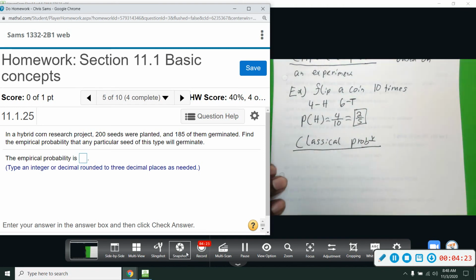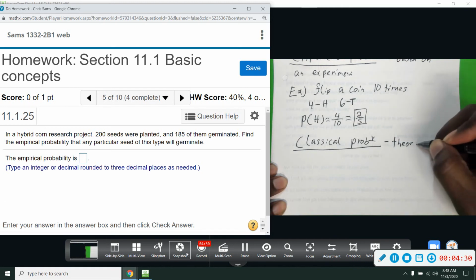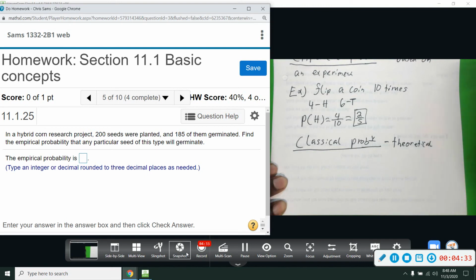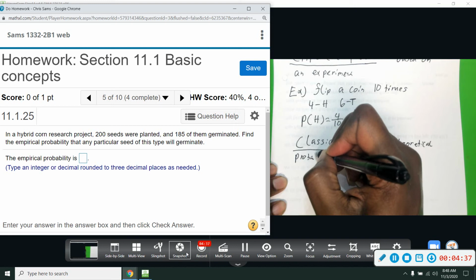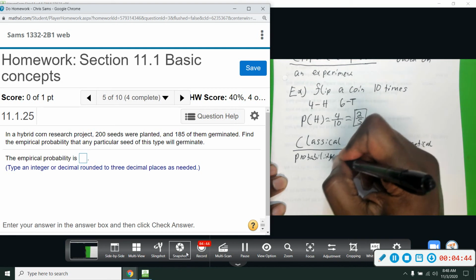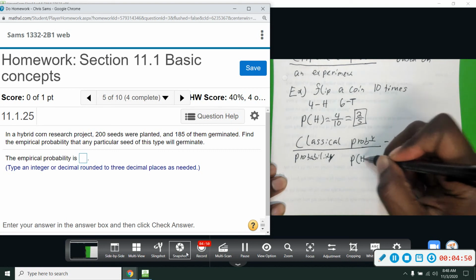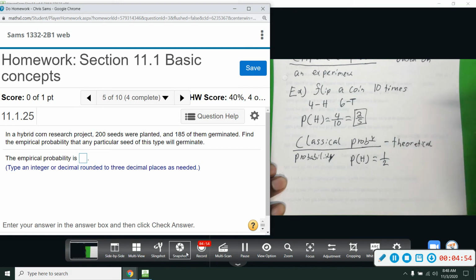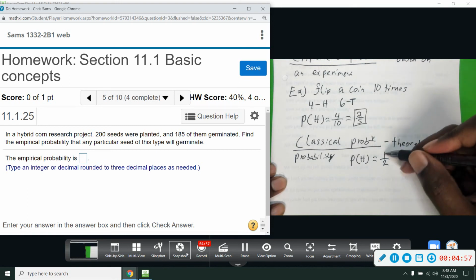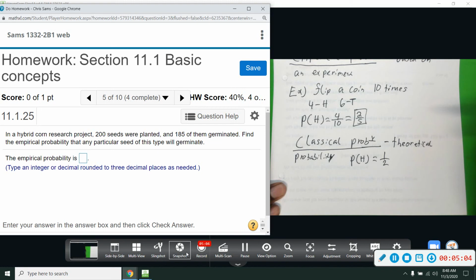So classical probability is just called theoretical probability. Okay, so it's just in theory. So for example, the probability just generally of getting a head, if we flip a coin, is 1/2, because one side is a head and there's 2 sides, heads and tails. Now, if we flip a coin twice, we're not guaranteed to get one head and one tail. We could get two heads. We could get two tails. We could get one and one, but it's not guaranteed.